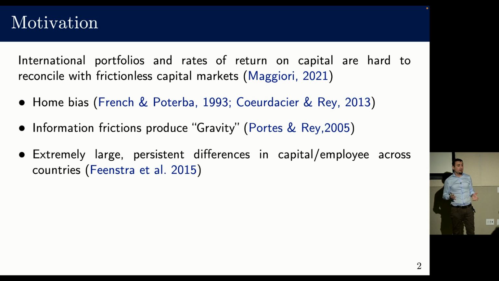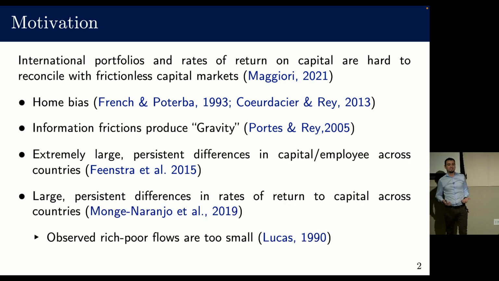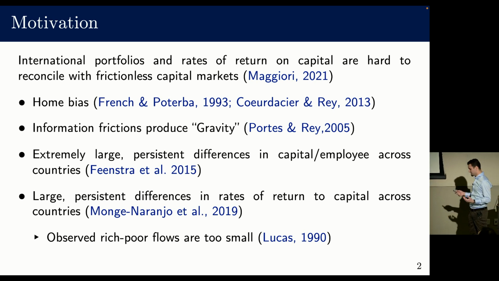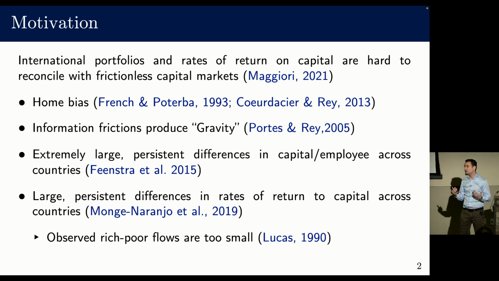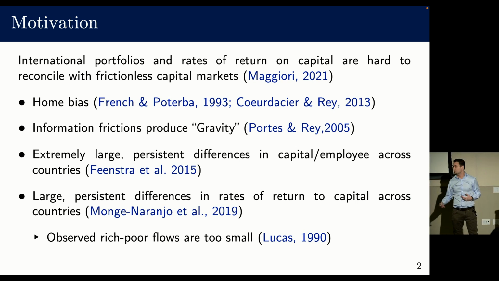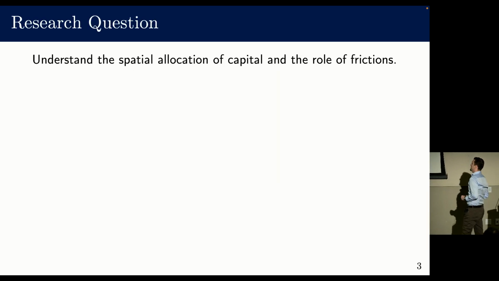There are also extremely large and persistent differences in the capital stock per employee across countries that seem difficult to justify with differences in technology. And also, there are large and persistent differences in the marginal product of capital across countries. This is known as the Lucas puzzle. In a famous 1990 paper, Lucas measured this difference in MPK across countries and asked, why don't we see much larger capital flows from rich countries where MPK is low to poor countries where MPK is high?